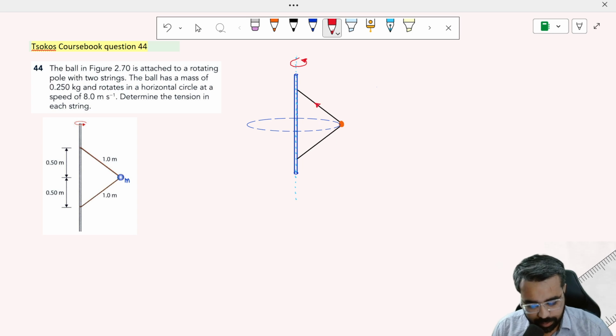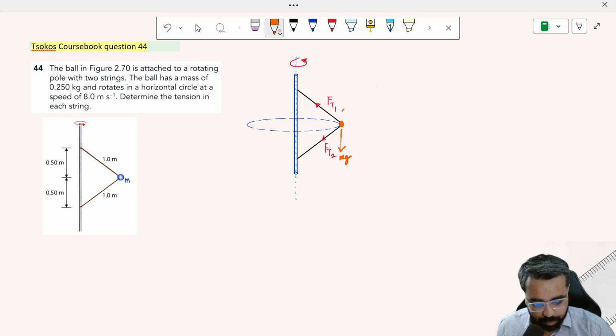The one is tension 1, the other is tension 2 in this string, and these two will be of different magnitude. Although the length is the same, the stretchiness in the string is not similar. That's why the magnitude of the tension will be different. And the third force is of course the weight, and I can show you all of this in a free body diagram.